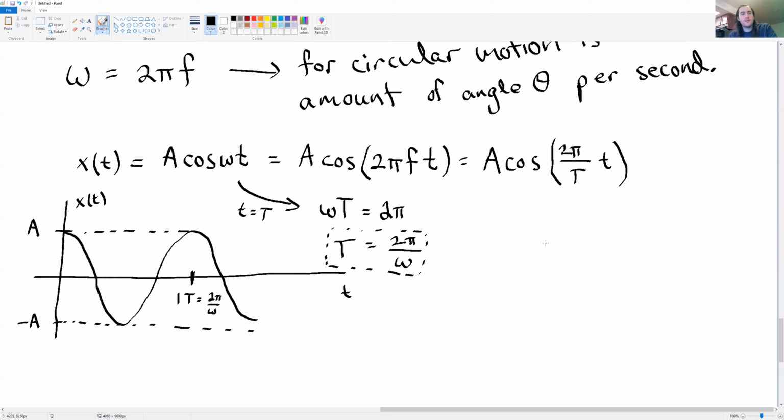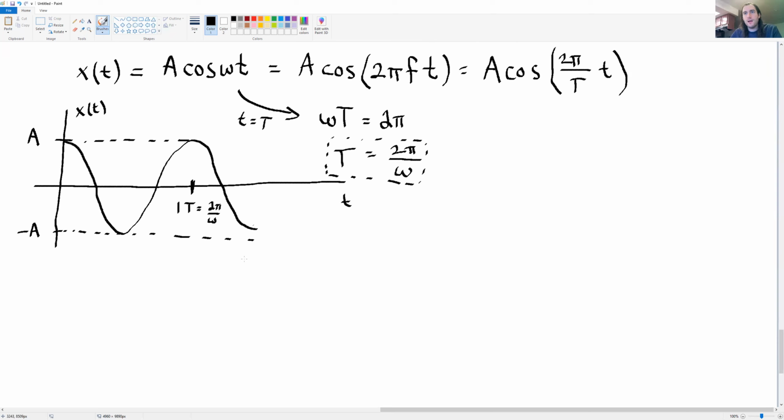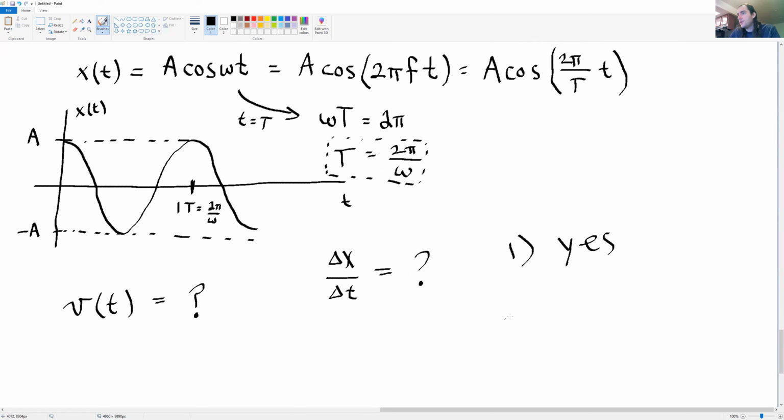How would we find the velocity? Question for you guys. How would we get the velocity? If I do delta x over delta t, is that going to work? Yes or no? 1 in the chat for yes, 2 in the chat for no.